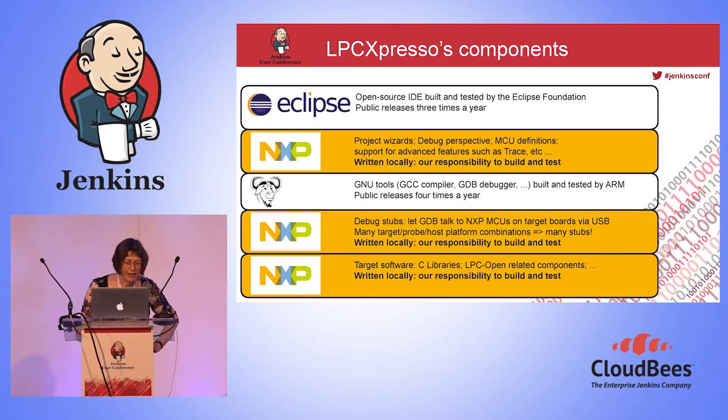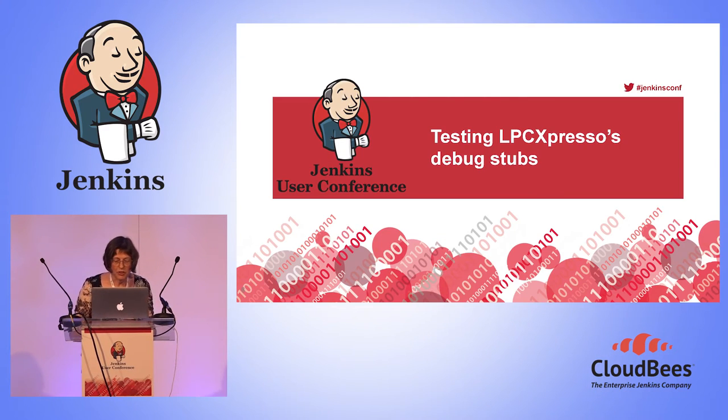And we have layers of software that we add to the product ourselves. So I've put our logo against it to show the bits that it's our responsibility to build and test. And the bit that we're most interested in today is this bit, the debug stub, which is the communication layer between our product, the IDE, and the development boards. So this is what the main part of the talk is going to be about, how we use Jenkins to test the debug stubs.